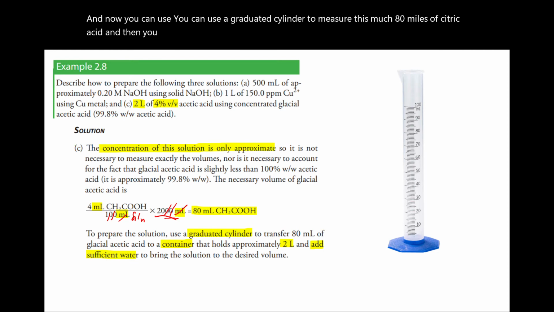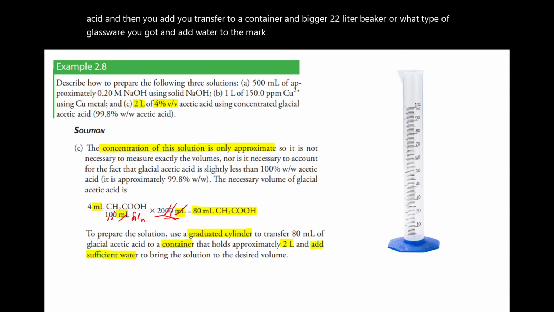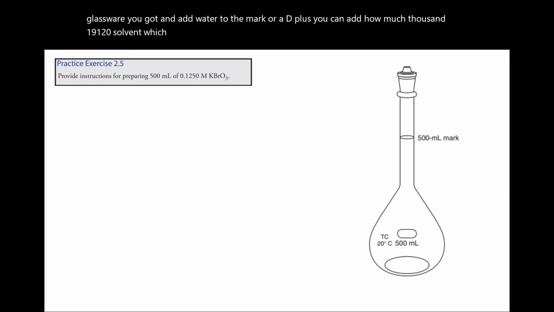You transfer to a container, a beaker, 2-liter beaker, or whatever glassware you got, and add water to the mark. Or 80 plus, you can add how much? 1920 solvent, which is water in most cases.